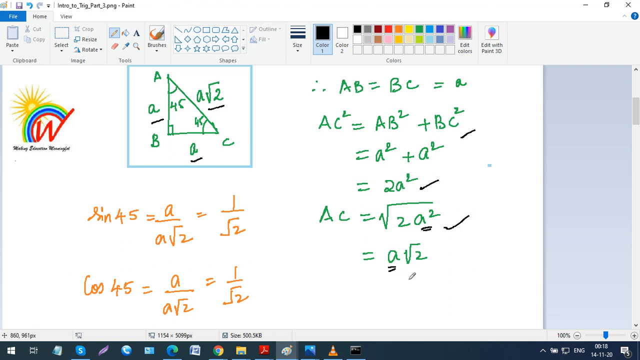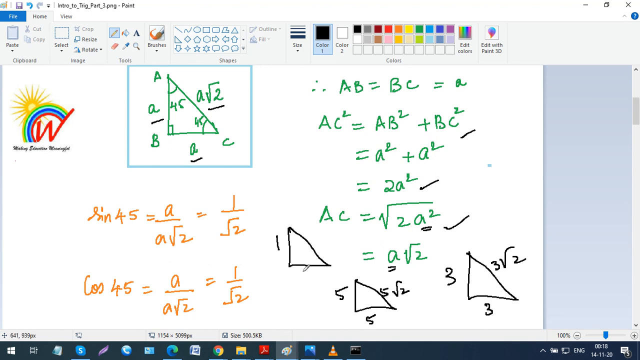If I give you a triangle where the sides are 3 and 3, the hypotenuse is going to be 3 root 2. If the sides are 5 and 5, it is going to be 5 root 2. If the sides are 1 and 1, it is going to be just 1 root 2, or simply root 2. So you should understand this. You don't have to actually sit and solve all these things; you can just remember this.